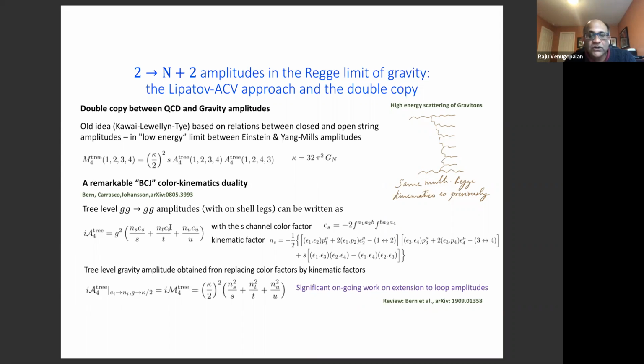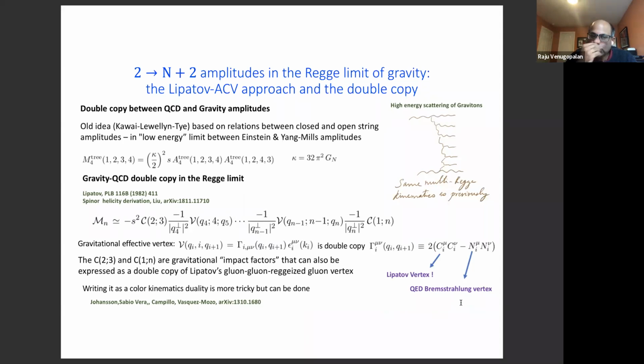So what they showed is that the tree level gravity amplitude can be obtained by replacing these color factors by the same kinematic factors for that process. So c_i goes to n_i, g goes to kappa over 2, and you recover this tree level gravity amplitude. This is shown explicitly for the tree level amplitudes, and there's a lot of ongoing work to extend this to loop amplitudes, and there's a nice review by Bern and collaborators in this direction.